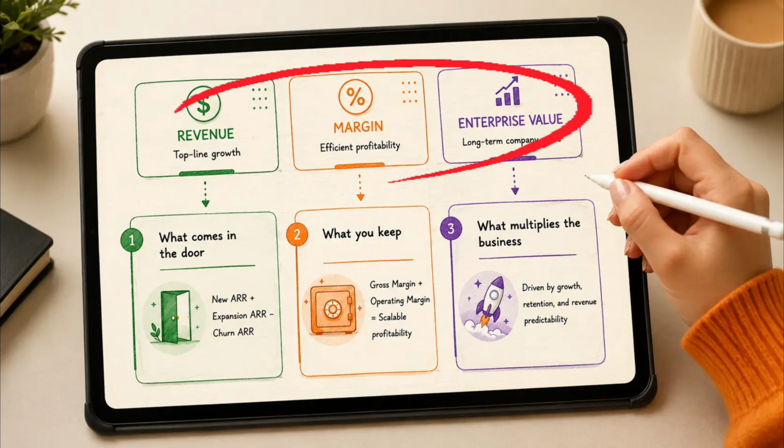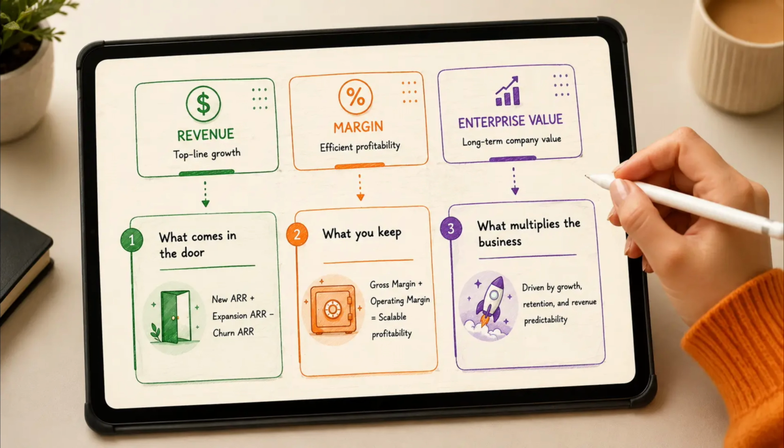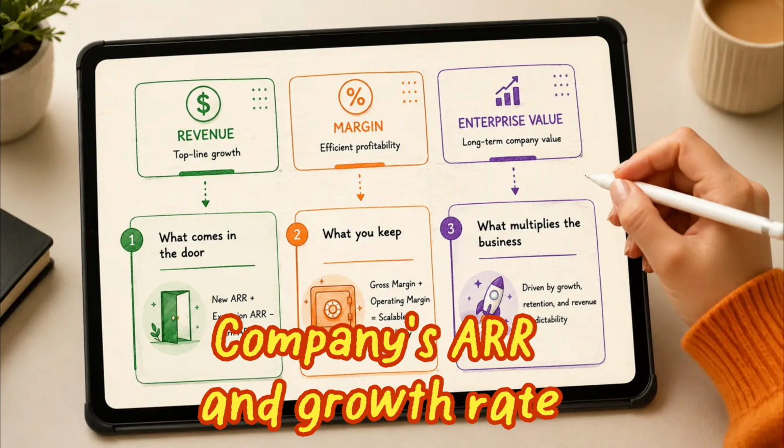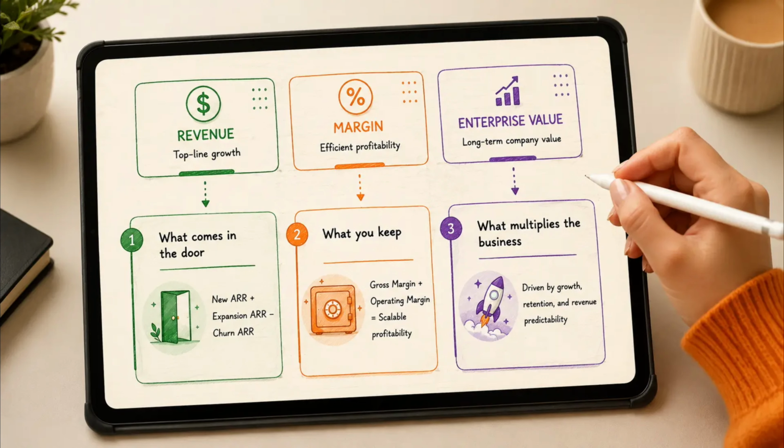The top layer consists of revenue, margin, and enterprise value. This is what moves the business. Revenue is what comes in the door. For a typical B2B SaaS, revenue is new annual recurring revenue plus expansion recurring revenue minus churn. Every product manager should be able to recite their company's ARR and growth rate. If you're not able to do so, you are flying blind.